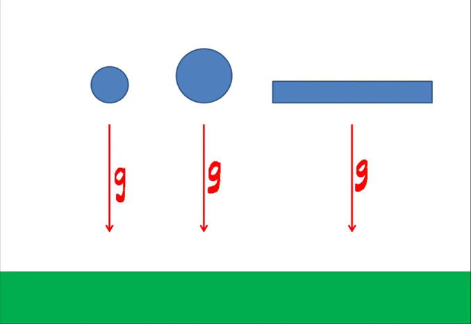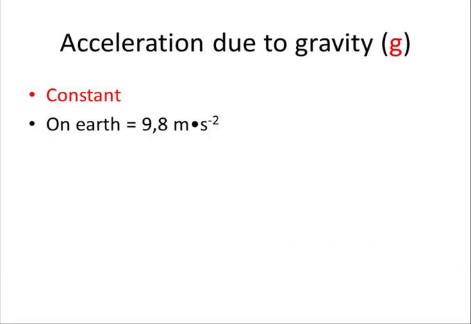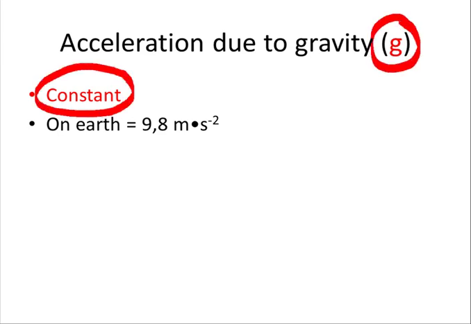So what we've seen in this video is that all projectiles falling towards Earth, in other words in free fall towards Earth, accelerate at the same rate. And so they would fall together if they were dropped together, hitting the ground together. It doesn't matter what the projectile's shape or mass or anything else would be. Acceleration due to gravity is a constant on Earth.